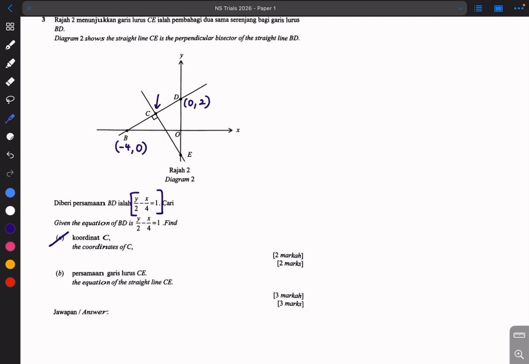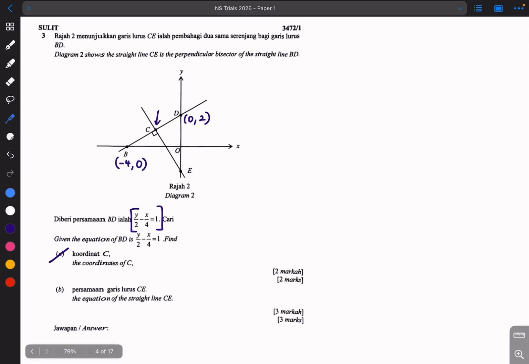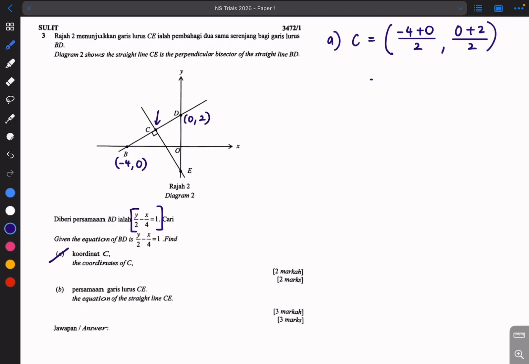Now we need to find the coordinates of C, and C is the midpoint. So we just use the midpoint formula. We can say C is (x1 plus x2) divided by 2, and (y1 plus y2) divided by 2. So we get (-2, 1). Done.